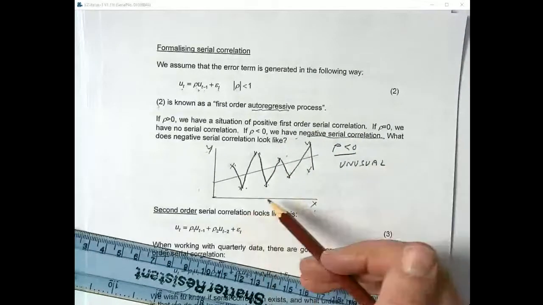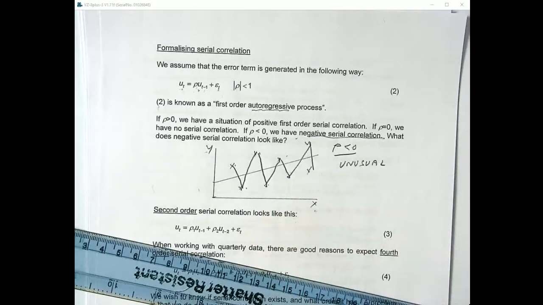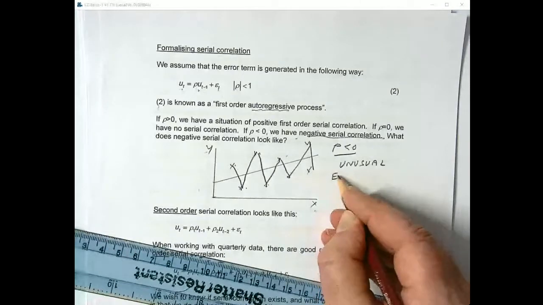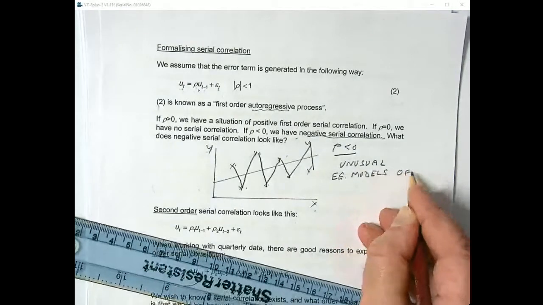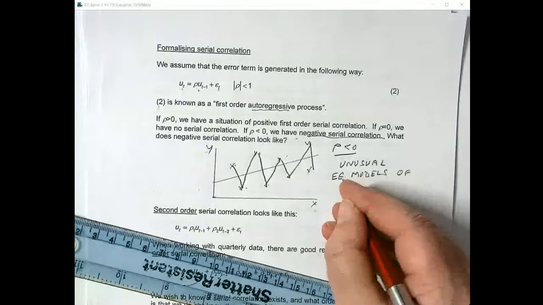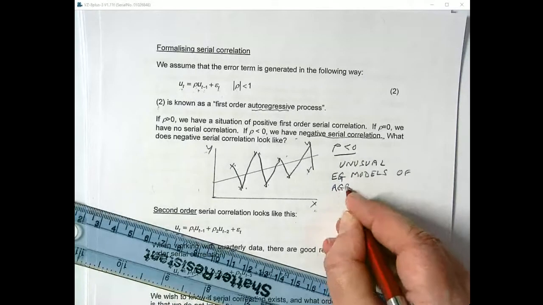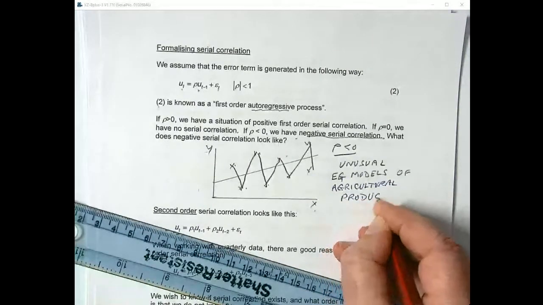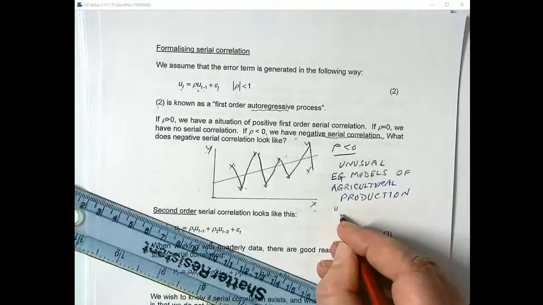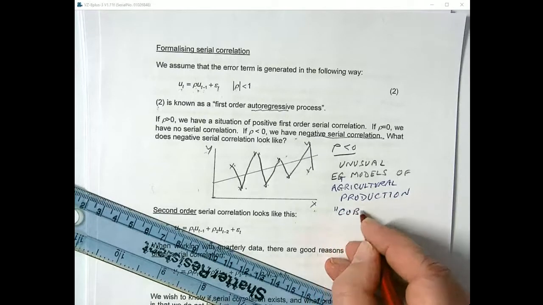It's unusual, but situations in which you see this are situations where people constantly make mistakes. Every period they produce too much or too little, or every period they charge a price that's too high or too low. One example of that, which I haven't got time to go into detail on, is models of agricultural production. Now, there is a famous model in economics called the cobweb model.